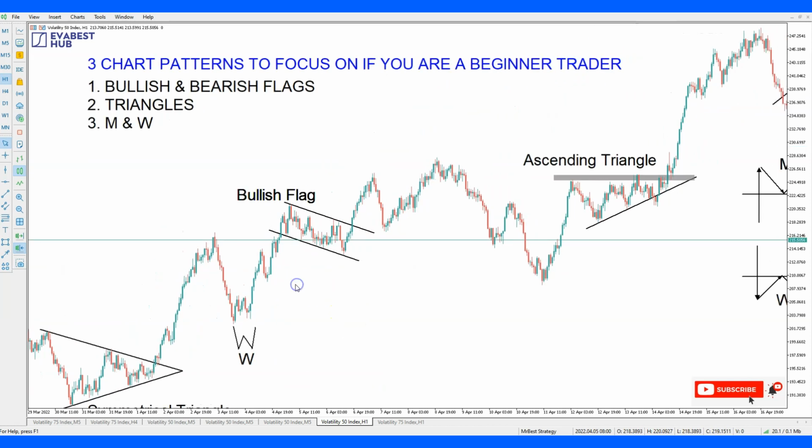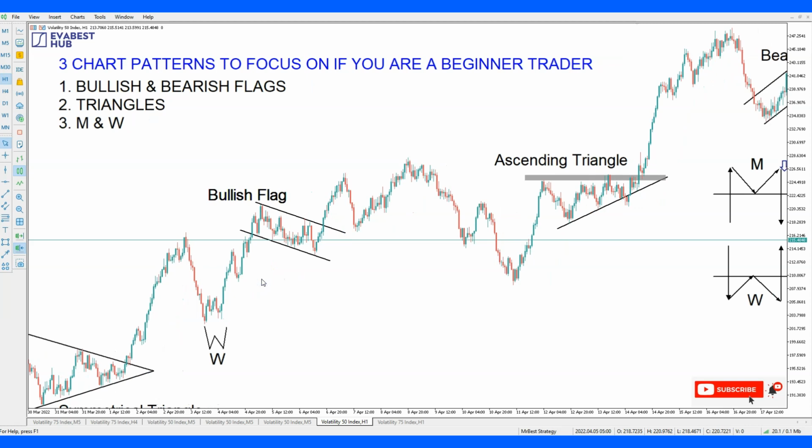So let's look at the next one, which happens to be our bullish flag. Yeah, so this is a bullish formation. Like I say, you have what? An impulsive move to the upside, then followed by what? A tight range consolidation market.